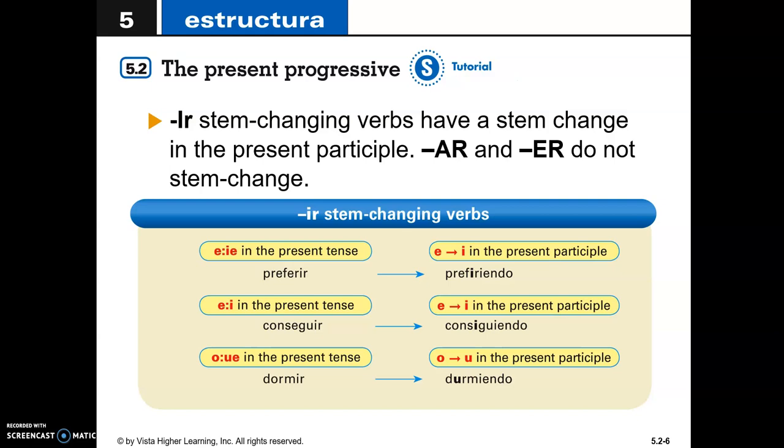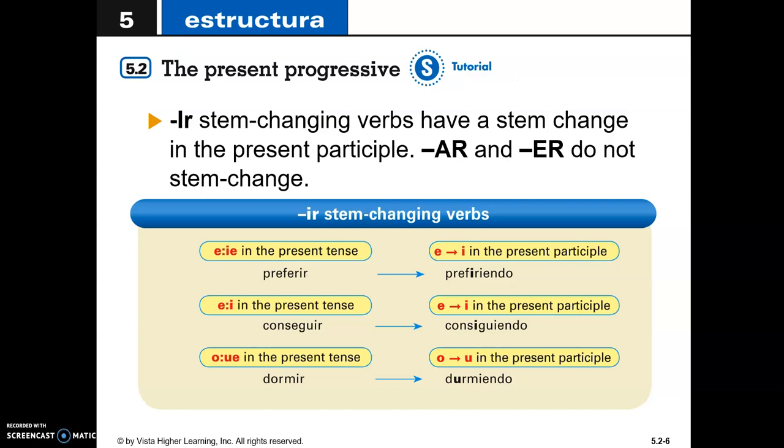Next, we have stem changers. If we're talking about stem changers and they are IR verbs that are stem changers, those will have a stem change in the present participle. The only caveat to that is that we are only going to have a single letter change. That means that if we have a verb that is an E to IE stem changer, like preferir, for instance, it's an IR verb, it is a stem changer. Now when we put it into the participle form, it is going to become prefiriendo. Notice that we don't have to put that IE in there. When we're talking about it in the participle form, it's only going to have a single letter change.